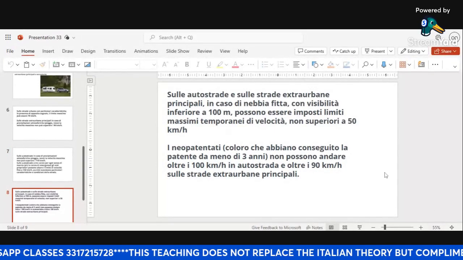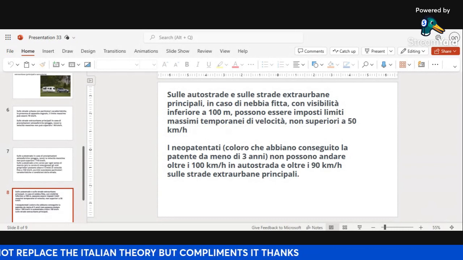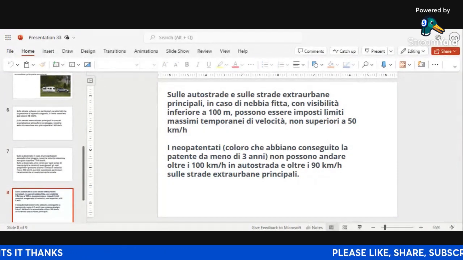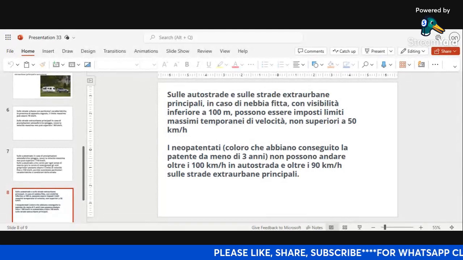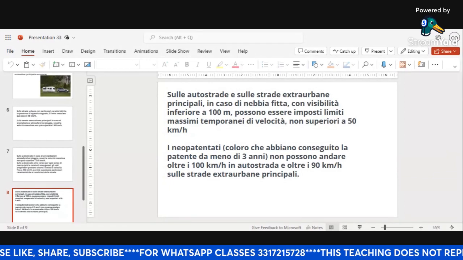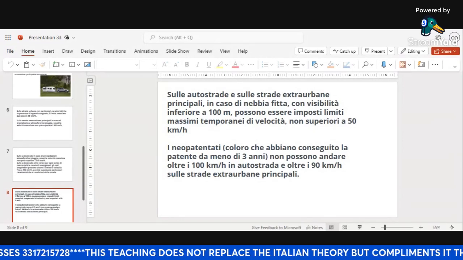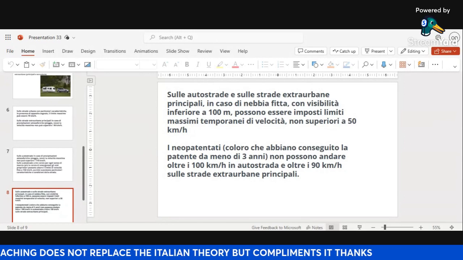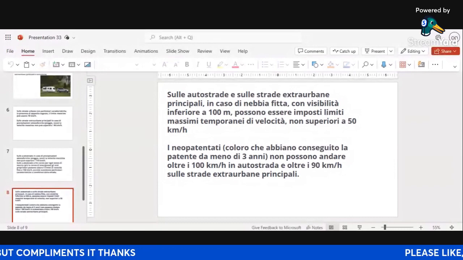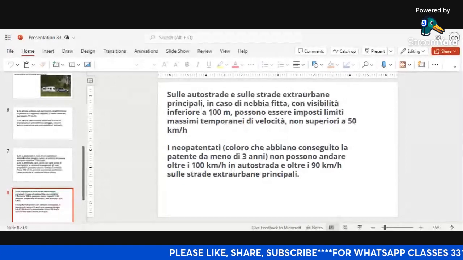It says sull'autostrada e sulla strada extraurbana principale, in caso di nebbia fitta con visibilità inferiore a 100 metri, possono essere imposti limiti massimi temporanei di velocità non superiore a 50 km per ora. Now, I told you initially for pioggia and neve that we have to remove 20 from the speed limit. I forgot to tell you that in the city you don't have to remove anything. For extraurbana secondaria, you don't have to remove anything because it is still 90. We are talking about extraurbana principale and autostrada. That is where we remove 20.